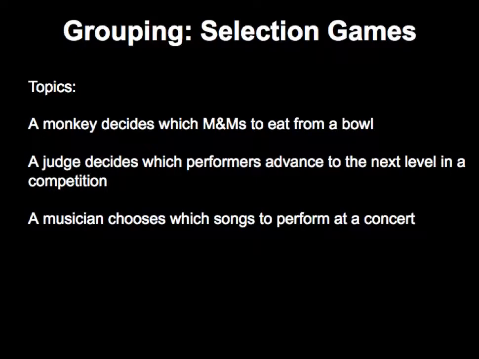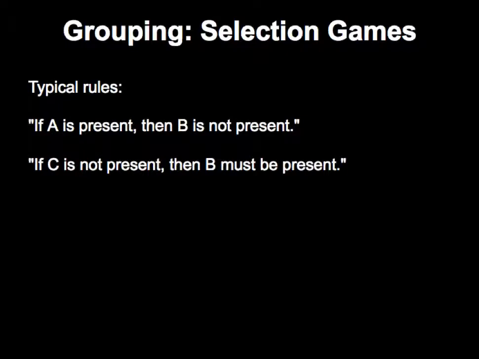Grouping selection games, also known as in and out games, are one of the relatively harder game types that give students a lot of trouble. Here, we are choosing or picking some variables, but not others, from a list. These games often involve conditional rules, conditional reasoning, such that if we have one variable, then we do not have another variable, or if we lack a variable, then we must have another.